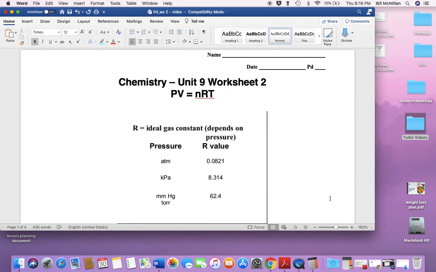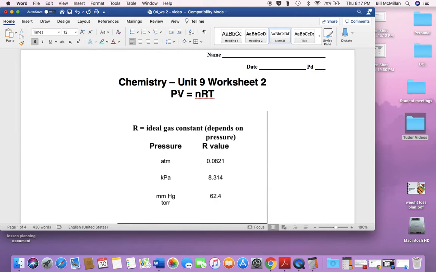Okay, today I'm going to go over the first couple of problems for worksheet 2, how to do them. I'm going to go over some things that are going to help you figure out these problems. So the formula we're going to use today is PV equals nRT.